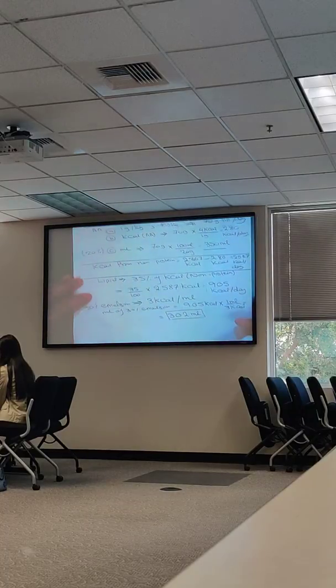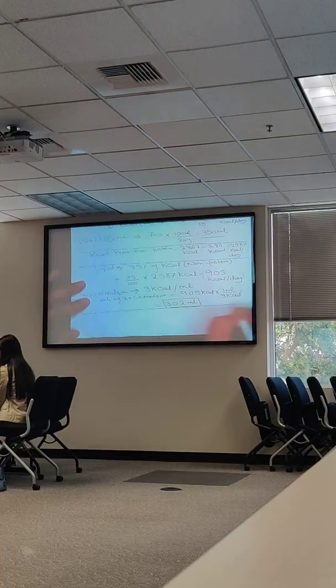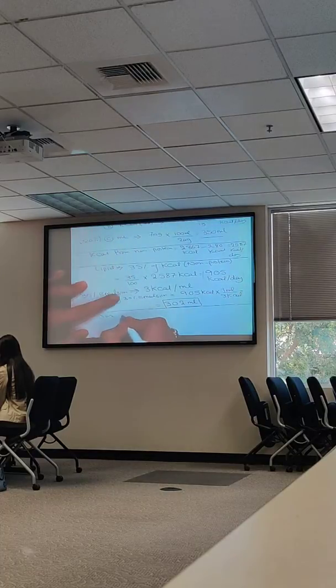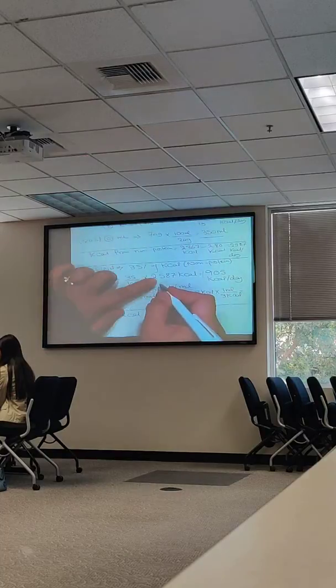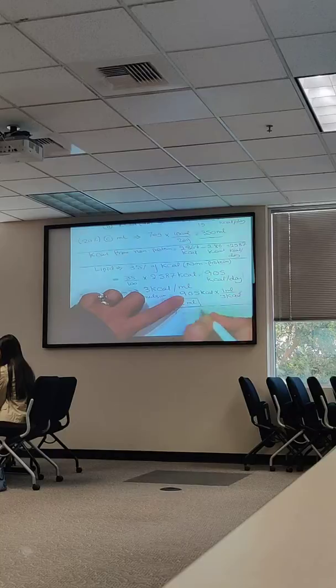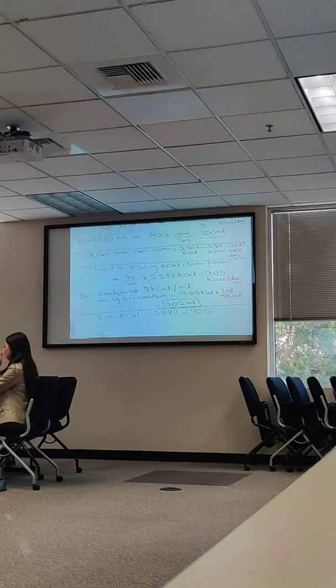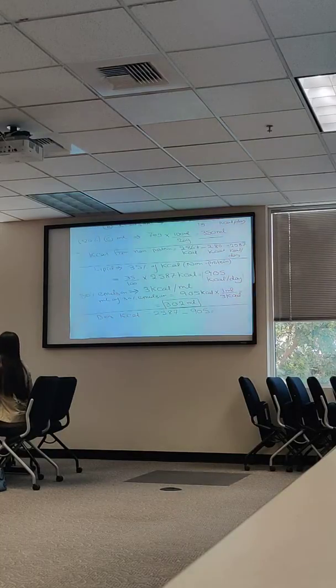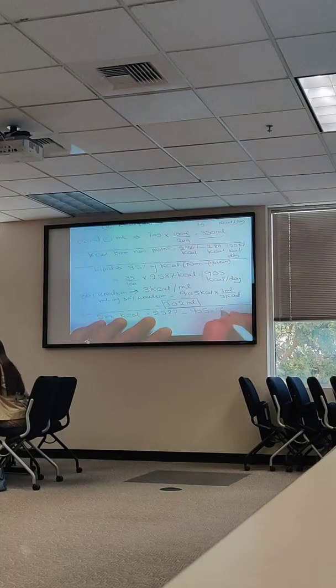Okay, so what is left now? We're left with dextrose. So the kilocalories of dextrose equal 2587 minus 905, which equals 1682 kilocalories per day from dextrose.